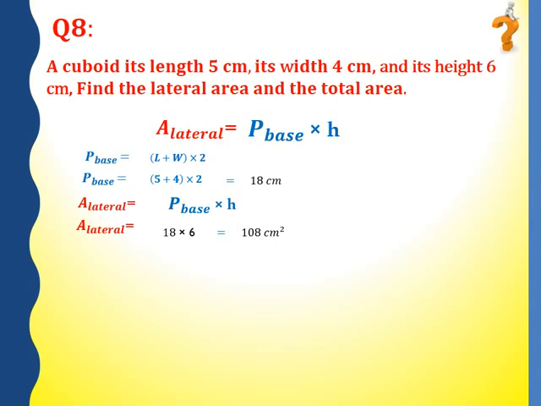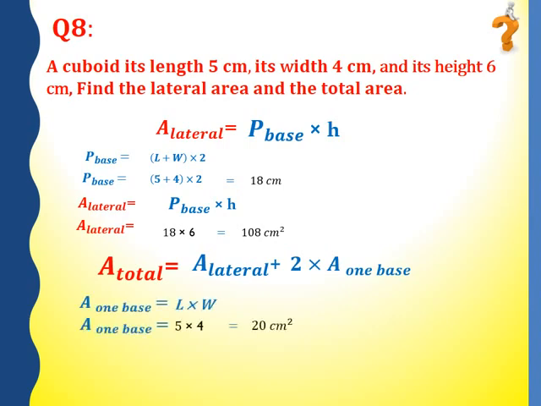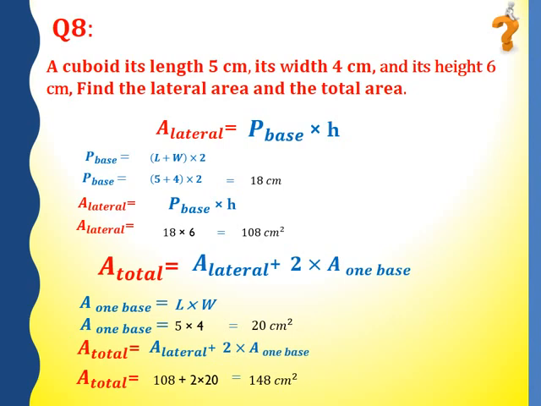And the total area of the cuboid equals the lateral area plus twice the area of the base. Let's find the area of the base first, which is length times width, equals 20 square centimeters. From it, I can find the total area by substitution in our rule, which is 108 plus twice 20, equals 148 square centimeters.